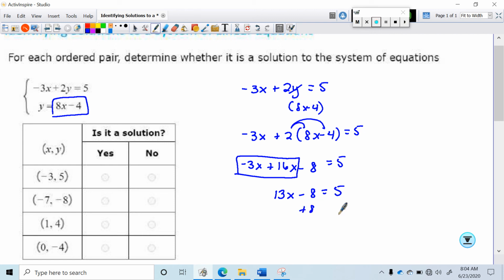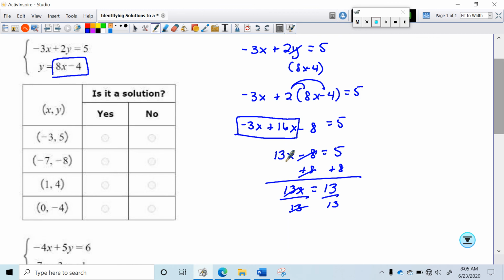I'm going to add 8 to both sides. Bring down the 13x. Opposites cancel. 5 plus 8 is 13. I'm going to divide. 13 divided by 13 is 1. So x equals 1. And then I'm going to come up to this original y equals equation.